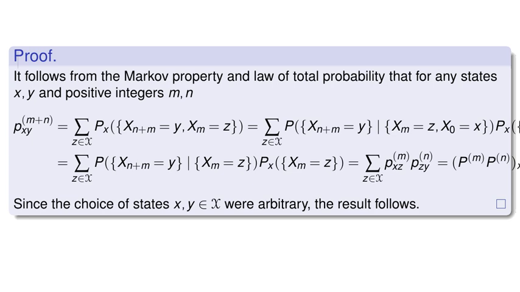This equals the sum over z in 𝒳 of the m-step transition probability from x to z times the n-step transition probability from z to y, which is the x, y entry of Pᵐ times Pⁿ. Since the choice of states x and y in 𝒳 was arbitrary, the result follows.